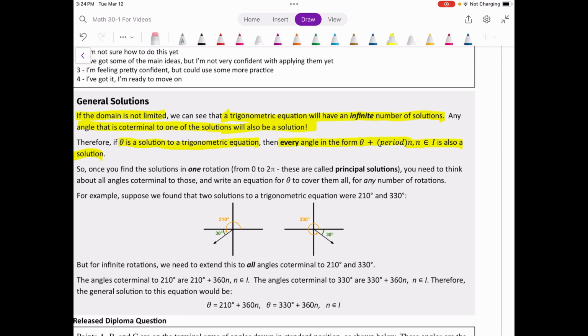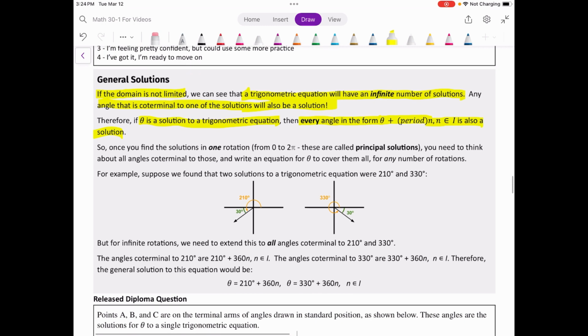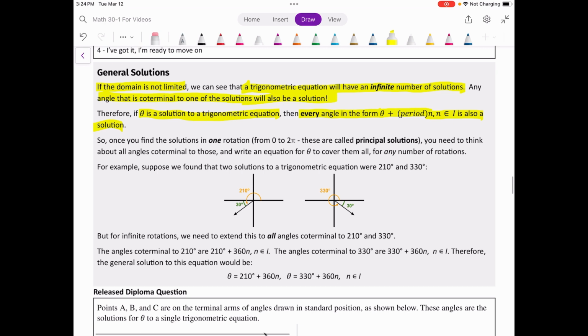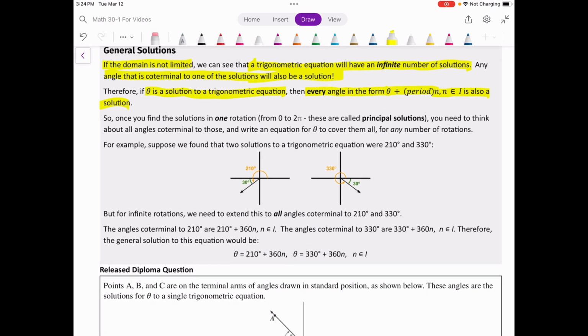So again, if pi over 3 is a solution, then pi over 3 plus 2 pi is a solution. Pi over 3 minus 2 pi again is also a solution. There's infinitely many. We could sit there all day or for the rest of our lives and just come up with more and more solutions, okay? So once you find the solutions in one rotation from 0 to 2 pi, again, these are called principal solutions, the ones from just one rotation, you need to think about all angles coterminal to those. And what we need to do is write an equation for theta to cover all of them for any number of rotations.